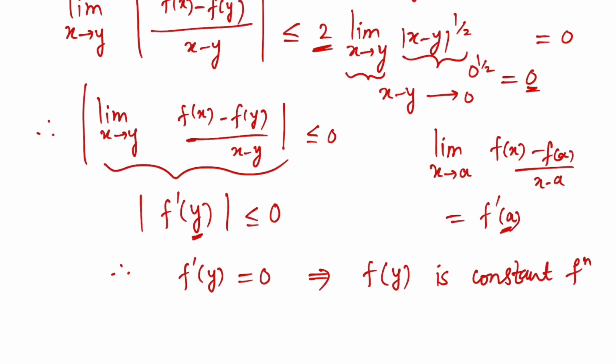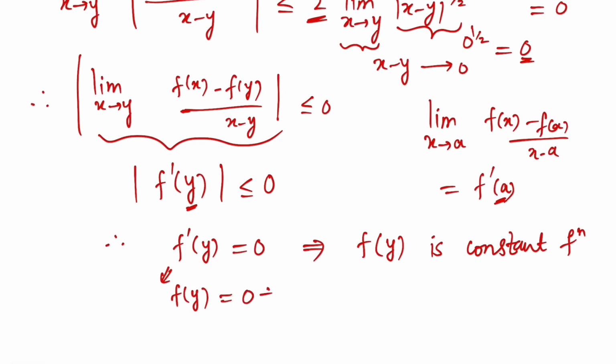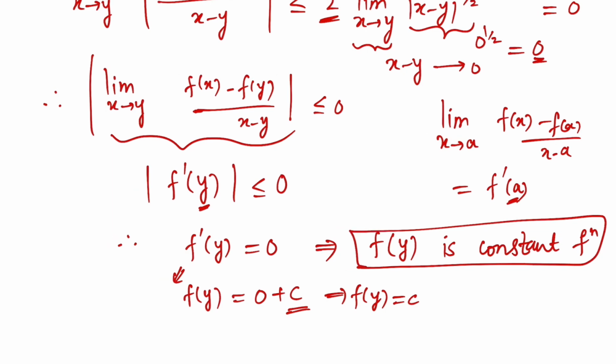Because we know that if f dash is 0, you can just integrate on both the sides, so we have f of y is equal to 0 plus c, where c is some constant, that means f of y is equal to c. So this is a constant function, right? Now here y is just a variable, so this also means that f of x is equal to c for all x belonging to the domain, that is R, real numbers.